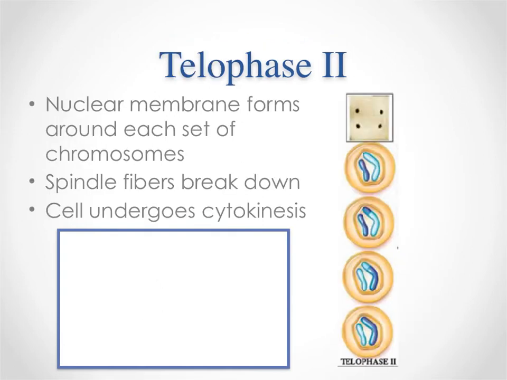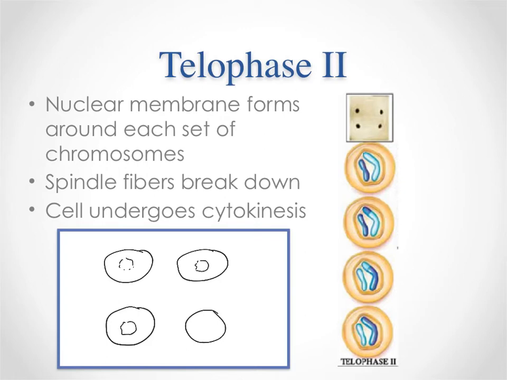In telophase 2, the nuclear membrane reforms around the chromosomes in the cell. So we're starting to get our nuclear membrane to reform. And we've got our 1/2 of the chromosome, the sister chromatid, in each one. And the result that forms here are 4 haploid cells that are genetically different from one another.